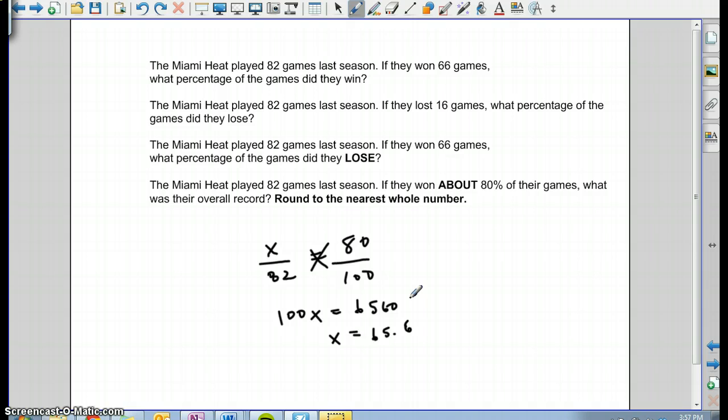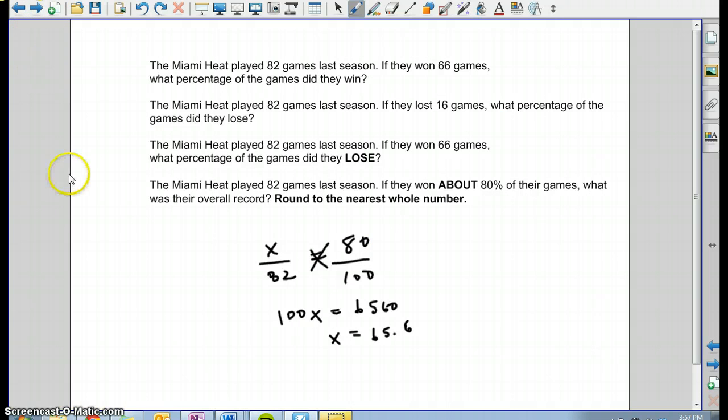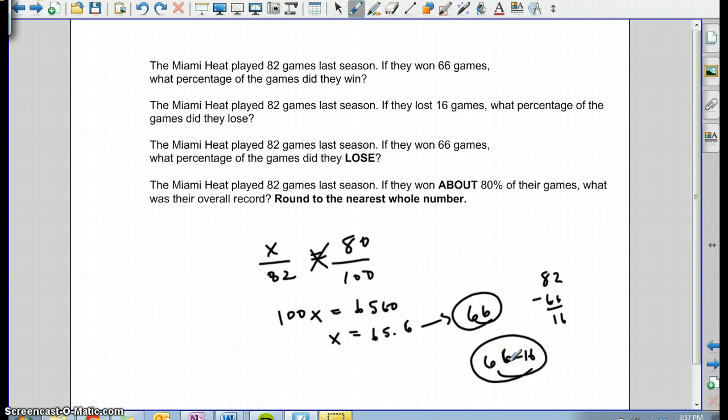What do I do? That's why you need to actually solve the problem, like I mentioned in my steps before, where it says make sure the problem makes sense and make sure it works, so that the student will then know that they can round to 66 games. Now, that would not be the final answer for this problem, because the student would then have to say, well, 82 minus 66 is 16. 66 and 16 is the team's record. Can you think of any other problems like this, or any other issues with this problem?